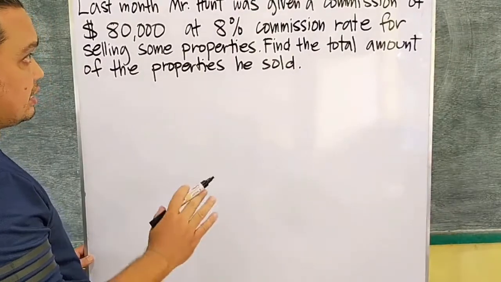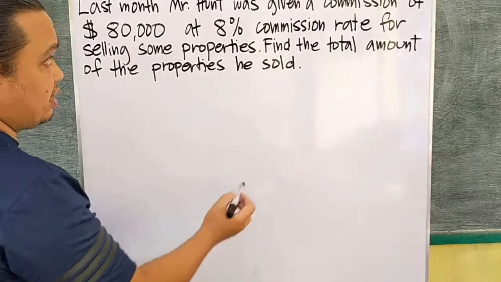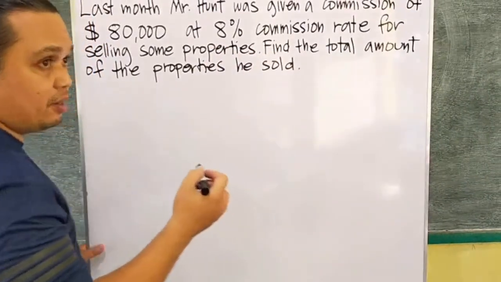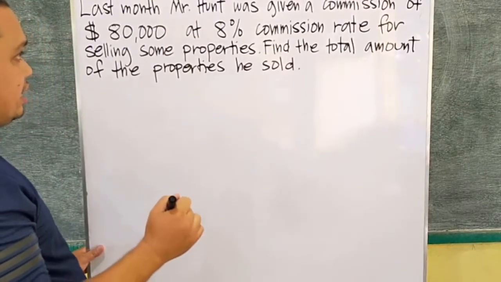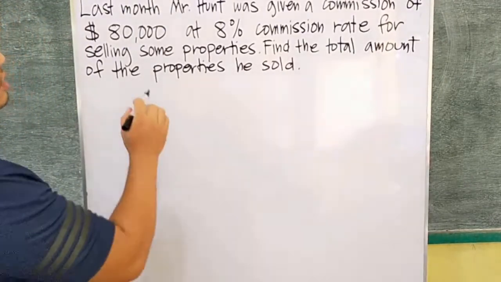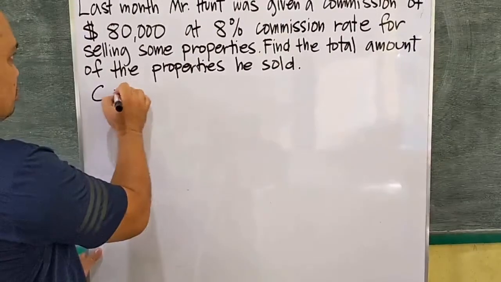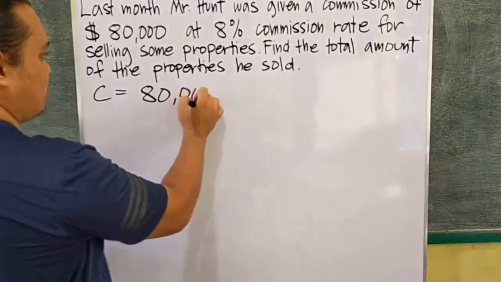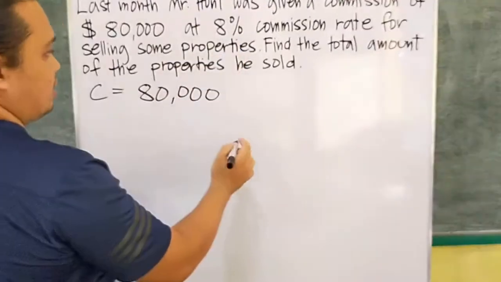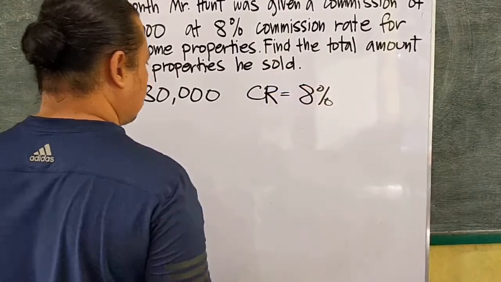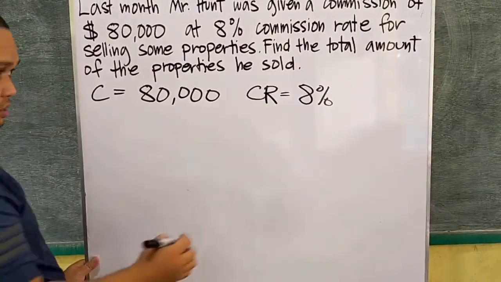Our character here is Mr. Hunt, and he is selling properties. Now, his company is giving 8% commission. That's the commission rate for every property they sell. And now, his commission is 80,000. So let's write that. Commission, $80,000, and 8% here is the commission rate. And we are looking for the total sales.